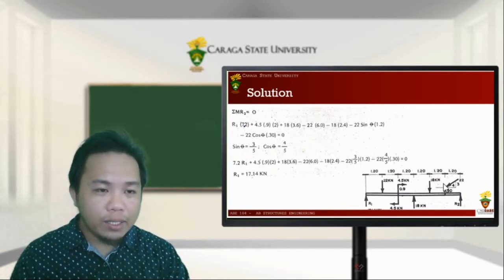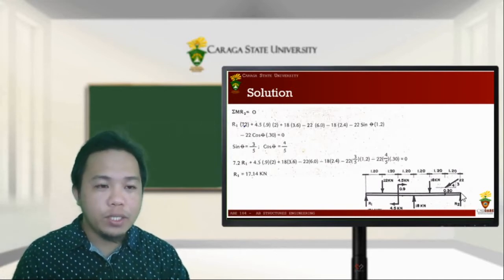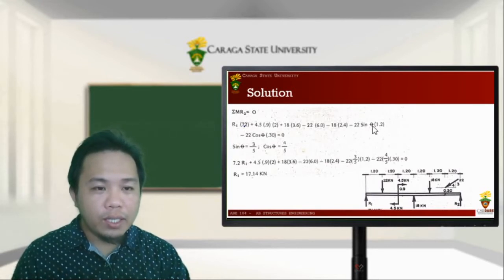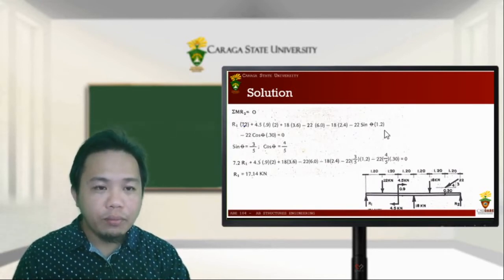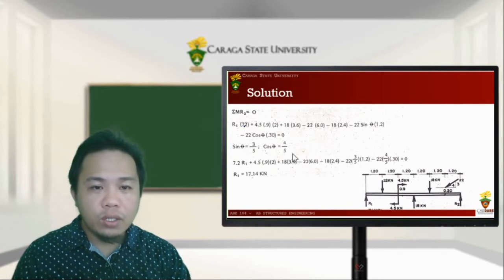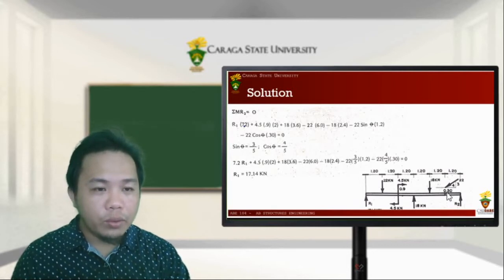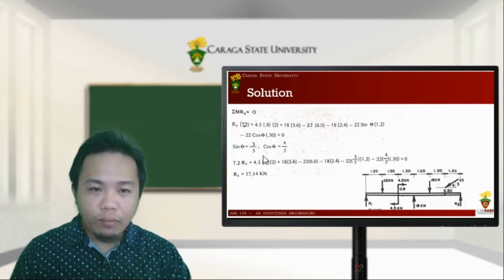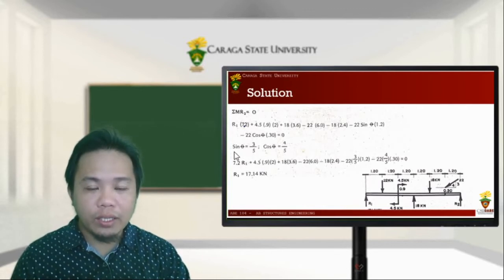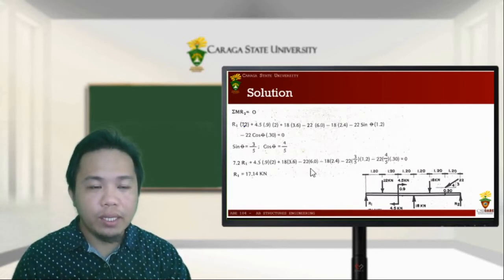Okay, for this incline, you have two components. So you have x and y. So for y, you have 22 sine theta. So theta is unknown. Then perpendicular distance going to R2 is 1.2. Then for x, you have this. So negative 22 cosine theta multiplied by 0.30. So here, class, this is the perpendicular distance of x component going to R1. So we just need to calculate the value for this sine theta and cosine theta.